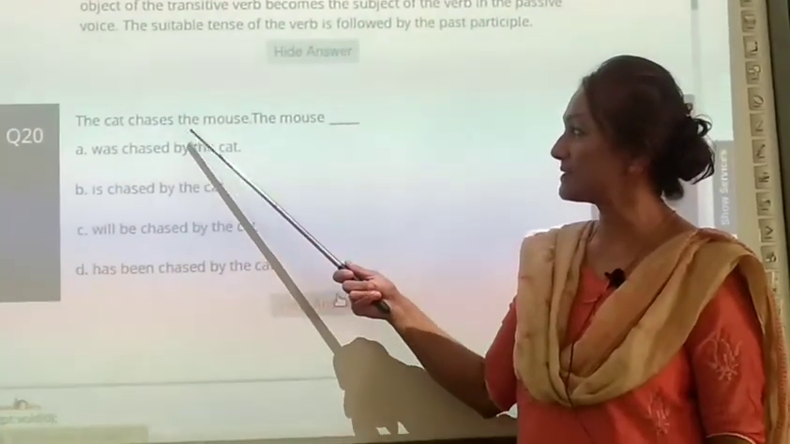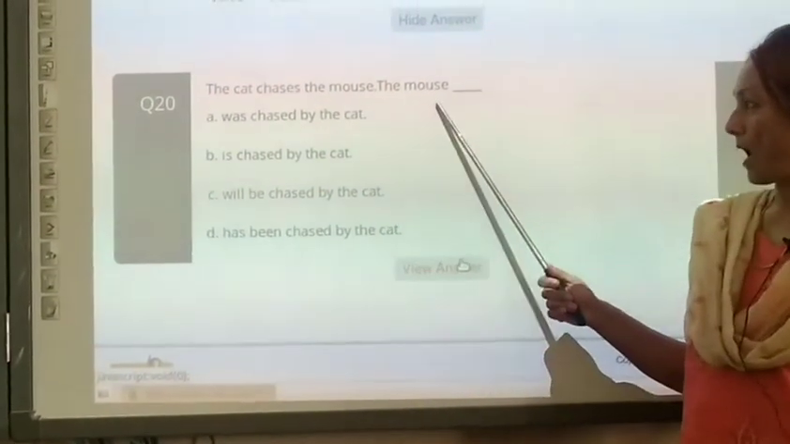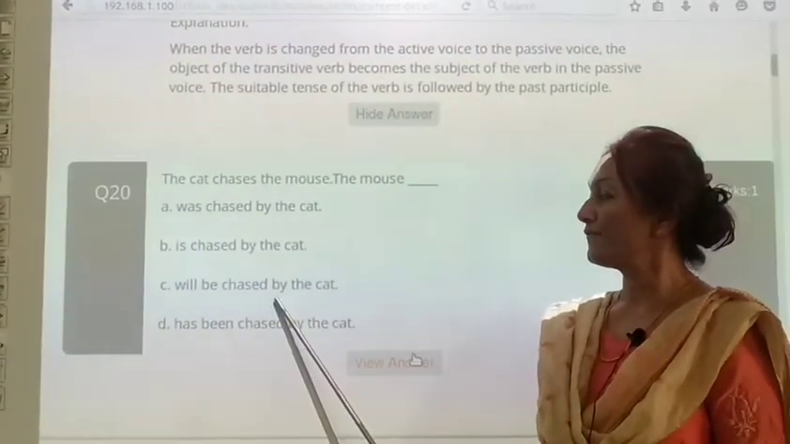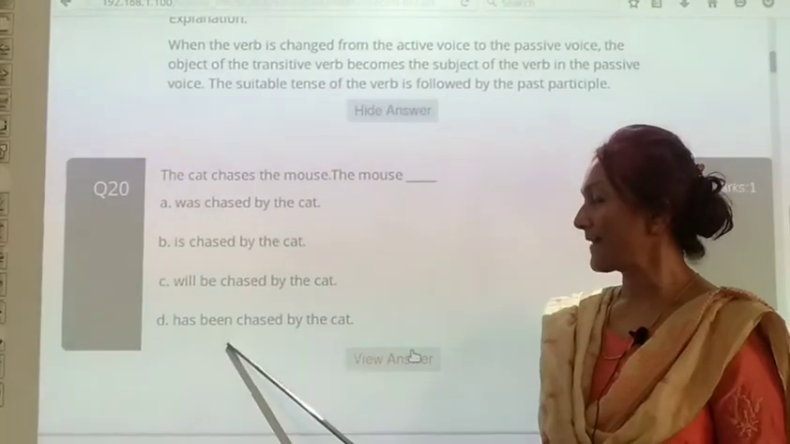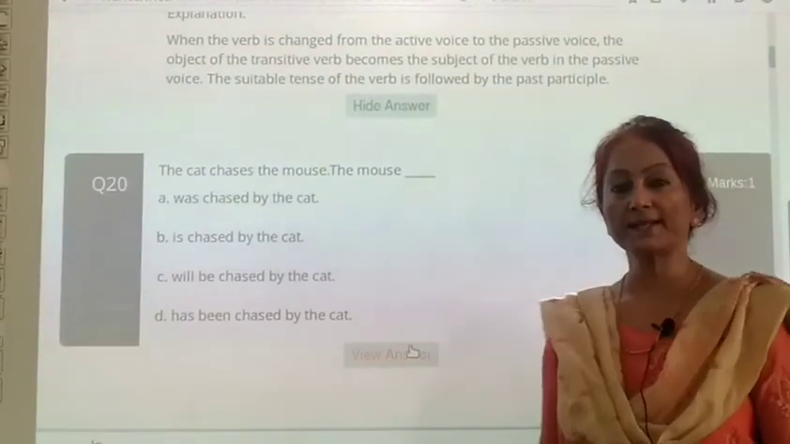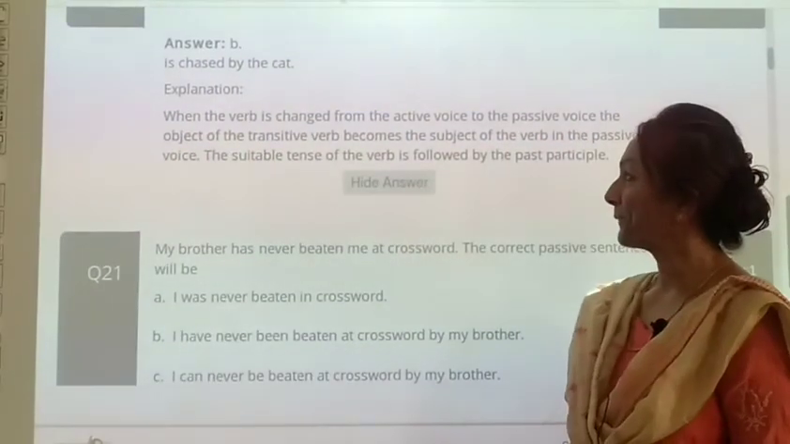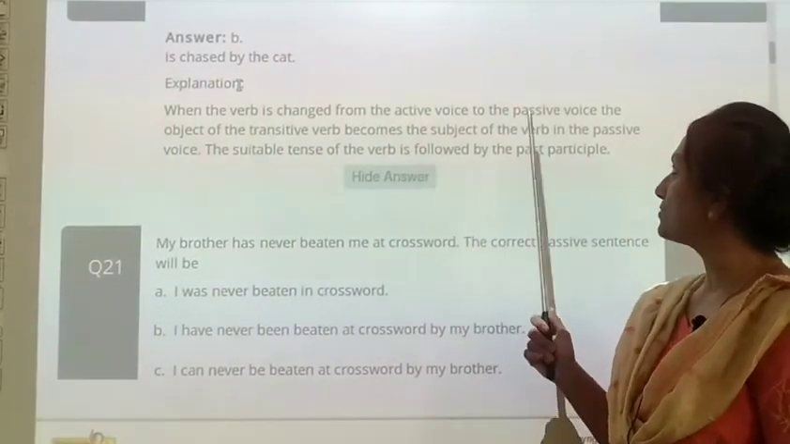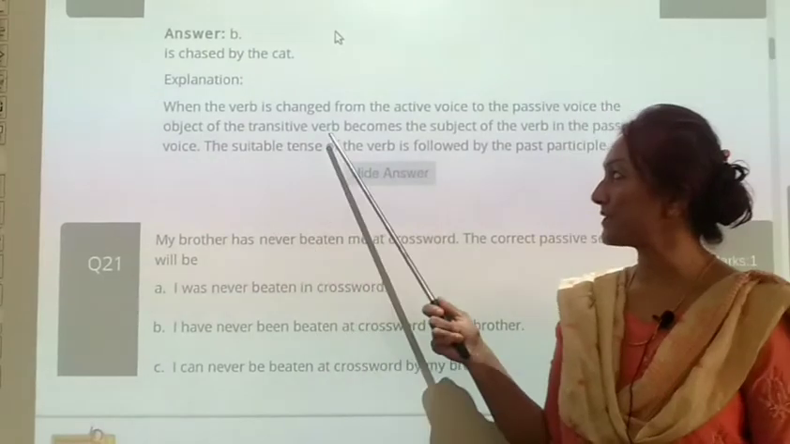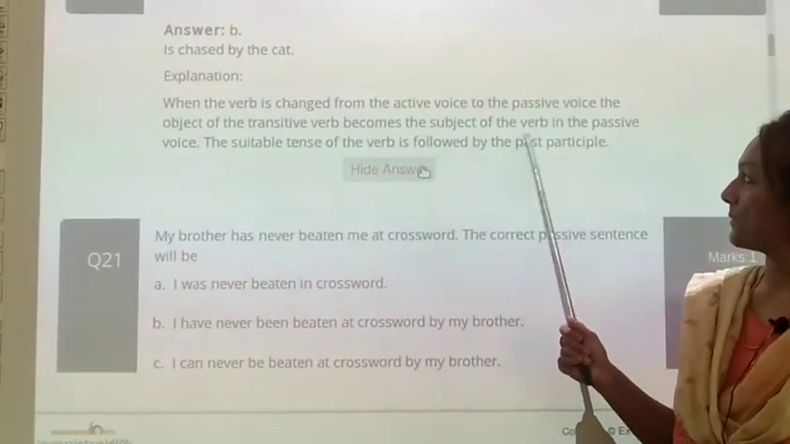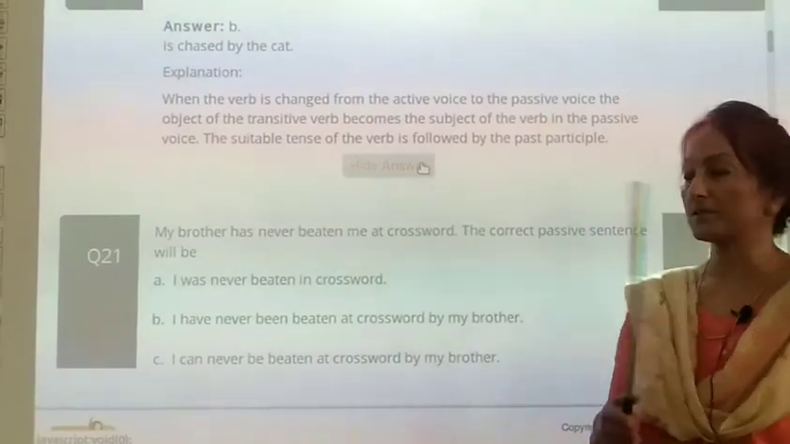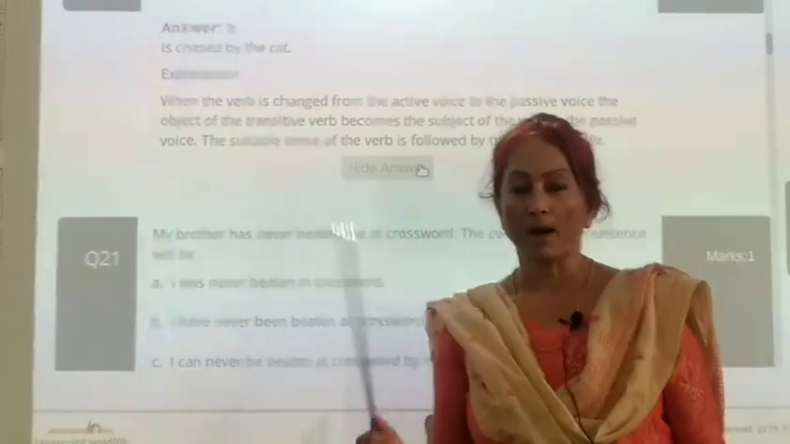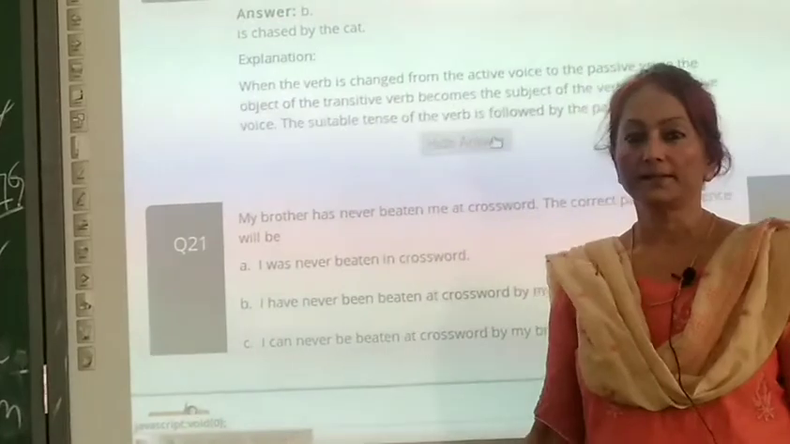The cat chases the mouse. The mouse was chased by the cat, is chased by the cat, will be chased by the cat, has been chased by the cat. The answer is, let's have a look at the answer. Is chased by the cat. When the verb is changed from active voice to the passive voice, the object of the transitive verb becomes the subject of the verb. The object becomes the subject of the verb. And the suitable tense of the verb is followed by the past participle. It becomes changed here. Next one.